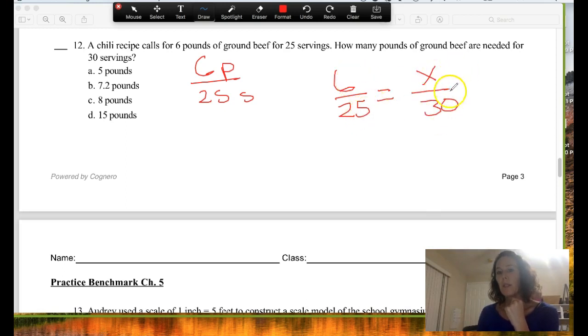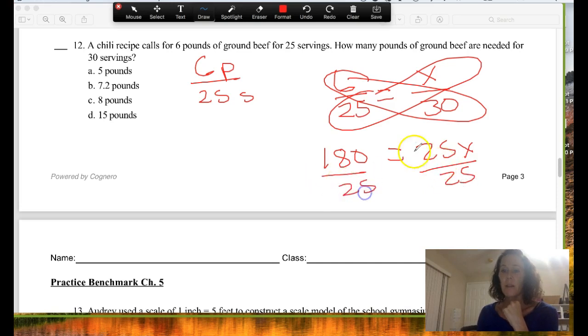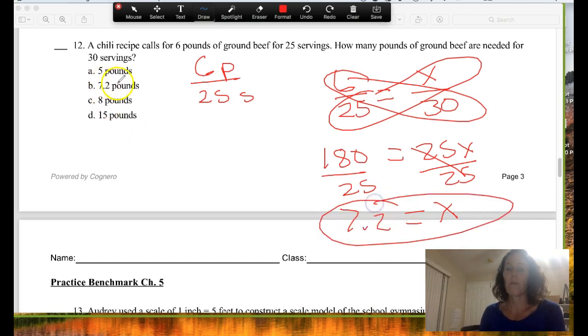Pounds to servings, pounds to servings. And you cross multiply and solve. 6 times 30, well 6 times 3 is 18, add a 0. So 180 equals 25 times x. Now 25 is multiplied by x, so to solve for x, I do the opposite, which is divide. Divide both sides by 25. I'm going to get x equals, what's 180 divided by 25? That is 7.2. 7.2 pounds for 30 servings, and it's B.